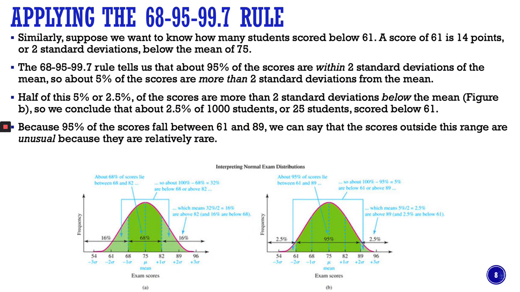Because 95% of the scores fall between 61 and 89, we can say that the scores outside this range are unusual because they are relatively rare. So here you can see your 2 graphs where we're looking at the standard deviations. We're looking at 1 standard deviation, 2 standard deviations, and there's your third one. And it's showing you the scores that were in between the 2 standard deviations and then those on the outside. So we're looking at the 68% and then the 95%.